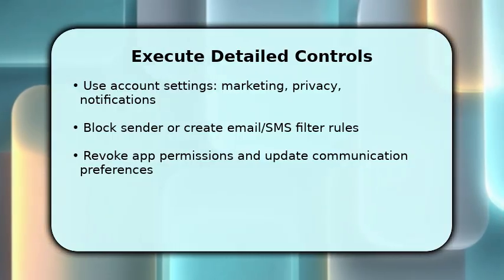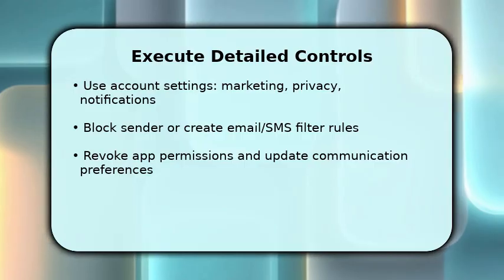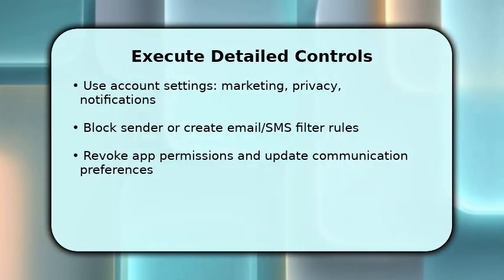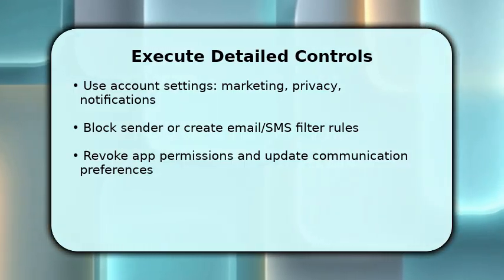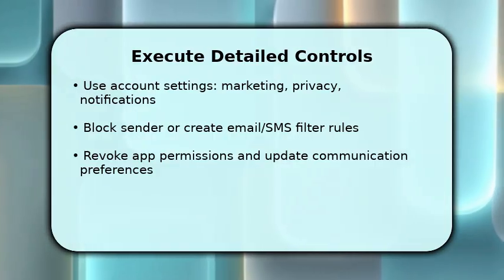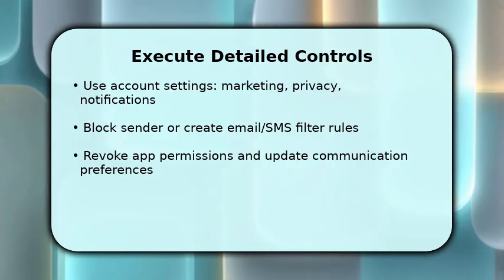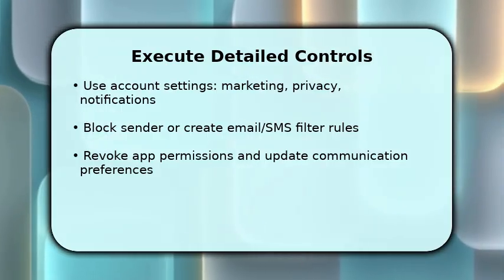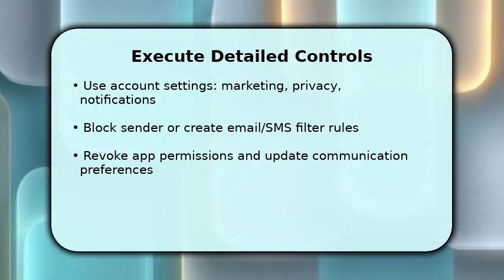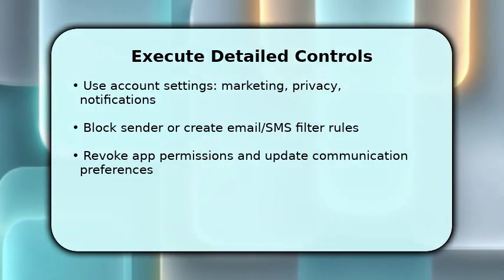In account settings, turn off all marketing categories and set communications to transactional only. Explain why. It prevents promotional lists from repopulating. Next, create filters or rules in email and SMS to auto-archive or block the sender. This ensures already queued promos never reach you.